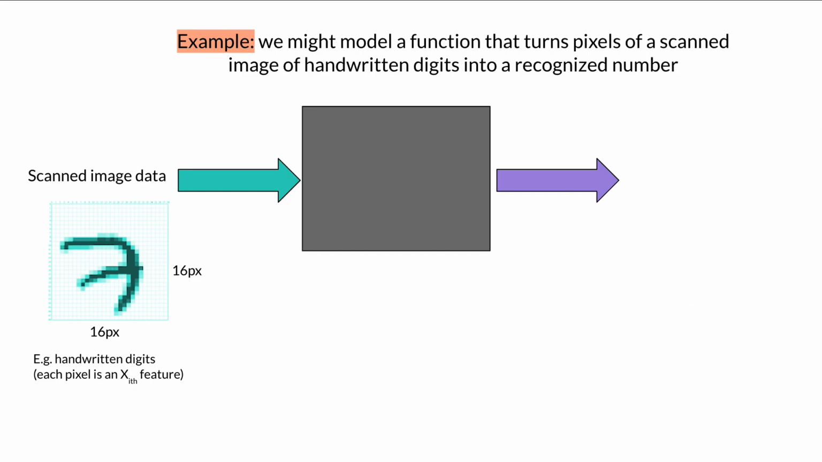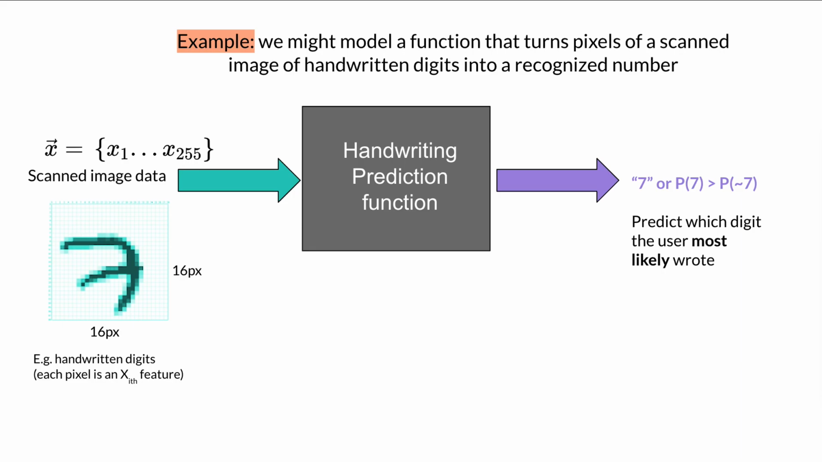Another example, we may have scanned images. In this case, we're showing a scanned image of a handwritten digit, the number 7, and we've digitized it to a 16 by 16 pixel grid. And so we feed in all of those pixels as our input data, and we want to know, can we predict what the digit is? So the output in this case would be something like, we want to know it's a 7.